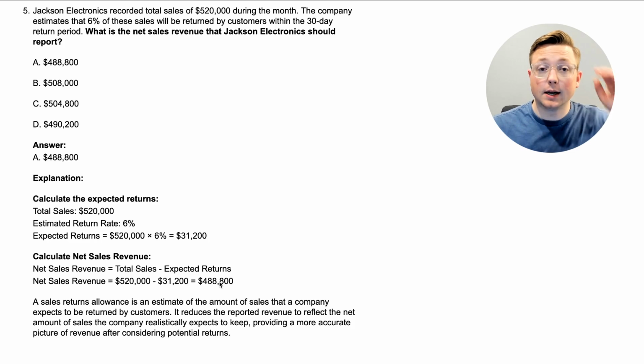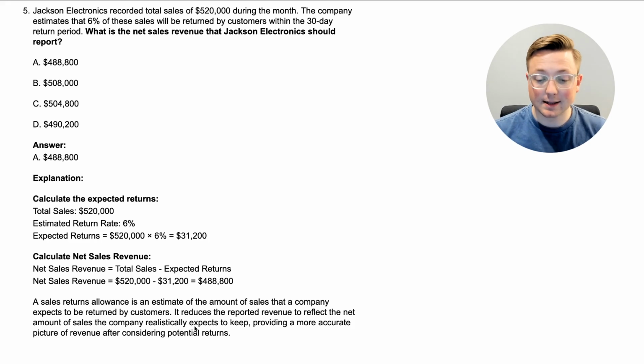So this is how much they are recording because they are expecting 6% of the sales that they had to be returned. So if that's wrong, that's great. They'll make an adjustment for that. But this is what they would do at the beginning. They would record net sales of $488,800. A sales return allowance is an estimate of the amount of sales that a company expects to be returned by customers. Pretty straightforward. It reduces the reported revenue to reflect the net amount of sales the company realistically expects to keep, providing a more accurate picture of revenue after considering potential returns.